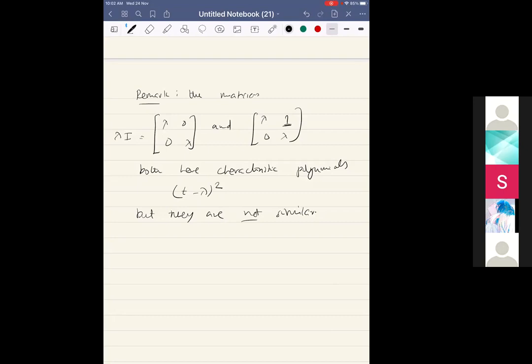So this answers the question in the negative. If two matrices have the same characteristic polynomial, are they similar? No. And this is a very, very important phenomenon.